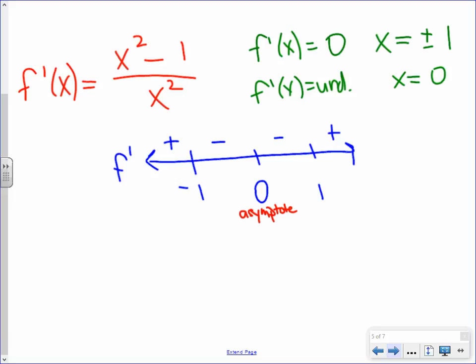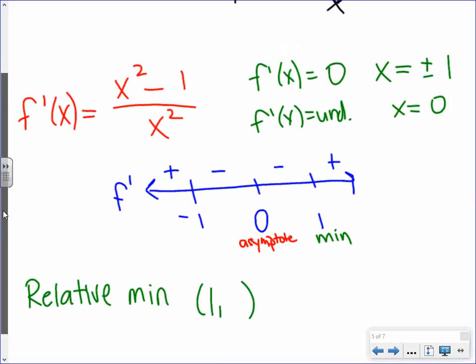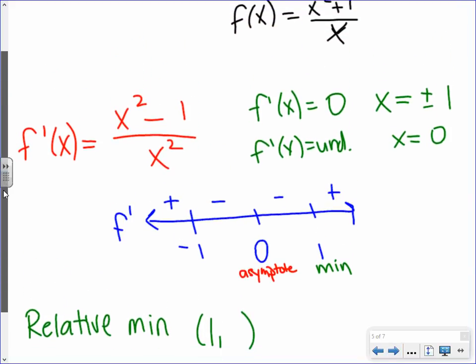Okay, so Logan, what's happening at x equals 1? Oh, at -1, it's a max. I like that at 1. Did I? We'll go with 1, since that's what you thought I said. Why is it a minimum? Because the derivative is going from negative to positive. Very good. So our relative minimum occurs at x equals 1. And what is that minimum value? When we plug 1 into our equation, we get 2.